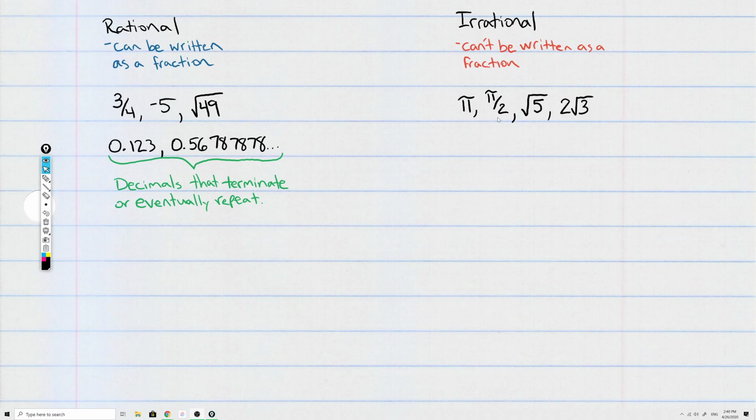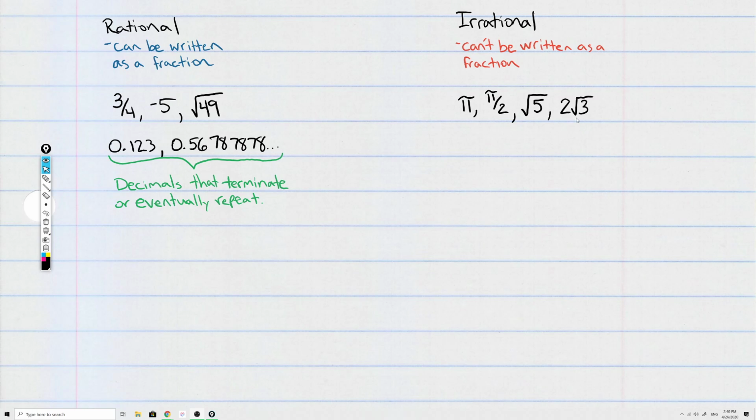Now, even though this is a fraction, when we say fraction here, we mean a fraction built out of whole numbers. The square root of 5 does not simplify like the square root of 49, so the square root of 5 is irrational. And then something like 2 times the square root of 3, we've dealt with lots of square roots like that this year. This is also irrational because the square root of 3 doesn't simplify.